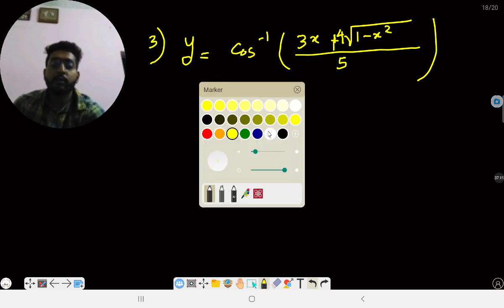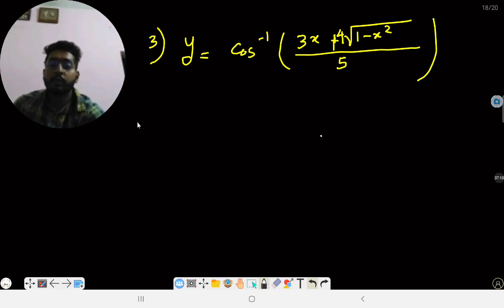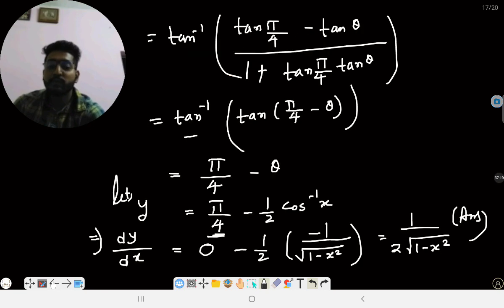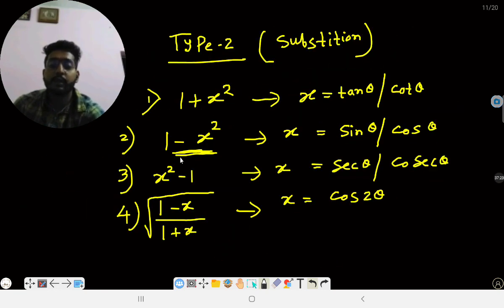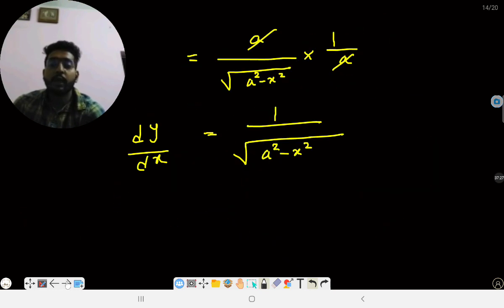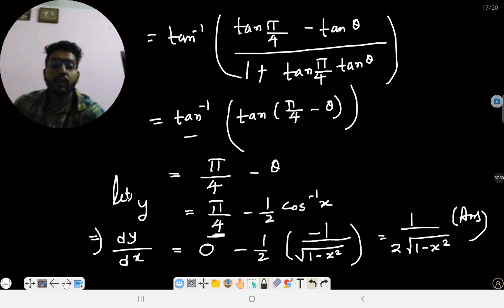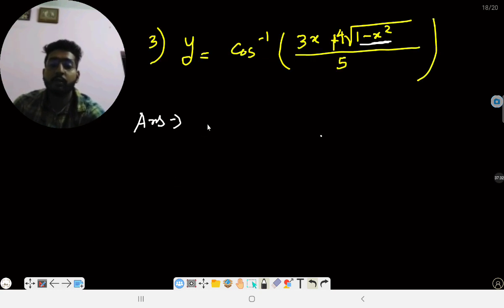Now again we have to use a substitution. What substitution do we need to take here? So we can see here 1 minus x square. So here I have given the formula. Whenever there is 1 minus x square, take x as sine or cos. So here I am taking x equals sine theta or cos theta. Suppose I am taking x equals cos theta. So let x equals cos theta.